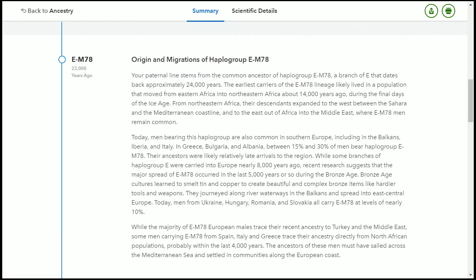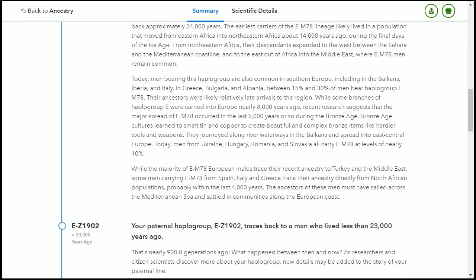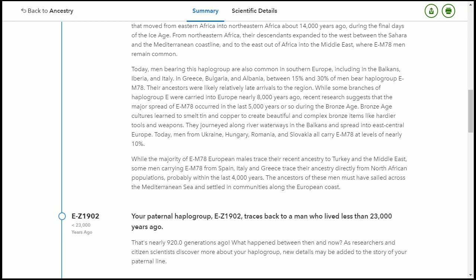Okay, your paternal line, EM78, stems from ancestors or haplogroups of EM78. You can go ahead and read all that there. And here you can see it talks about what I was just saying. Today, men bearing it are also in Southern Europe, including the Balkans, Iberia and Italy, Greece, Bulgaria, Albania, and all the other stuff, which is true. I talked to some of the cousins out there a little bit, and we'll try to find out. As an American, we learn more from them than they do from us because, like me, a lot of African Americans, a lot of Americans, don't know their history. So when they ask me stuff, you won't see it. And like here it says, today men from Ukraine. And if you go to my MyHeritage page, you'll see all that stuff there.